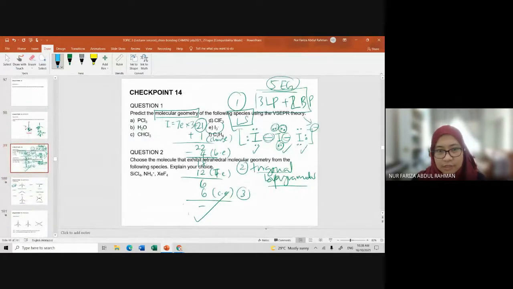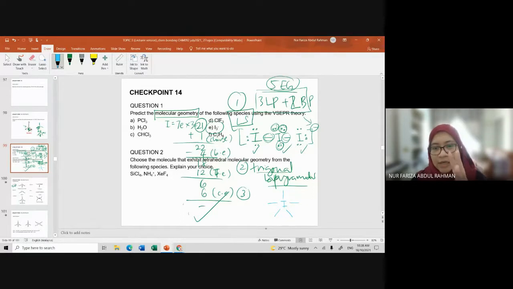Tadi tengah-tengah I. Buat je 5 bintang tu. Buat je, this is our guideline. So we have I. So this is equatorial. Remember, please identify the equatorial position first. So we have 3 lone pairs there.